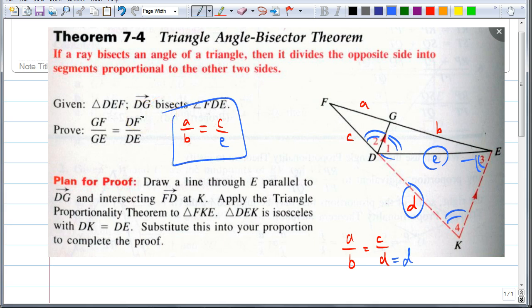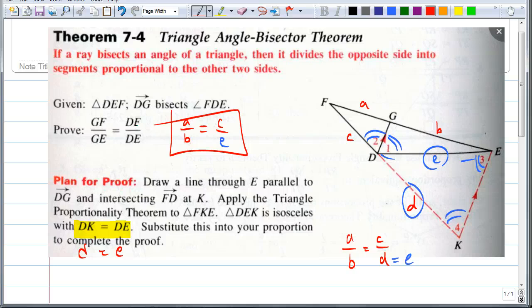Oh, sorry. D equals E, right? There you go. So we know that DK equals DE, you see this right here? That's the same as saying D is equal to E. So therefore, we get what we want, right? All we have to do is replace E with D because they have the same value, because you have an isosceles triangle. Does that make sense?